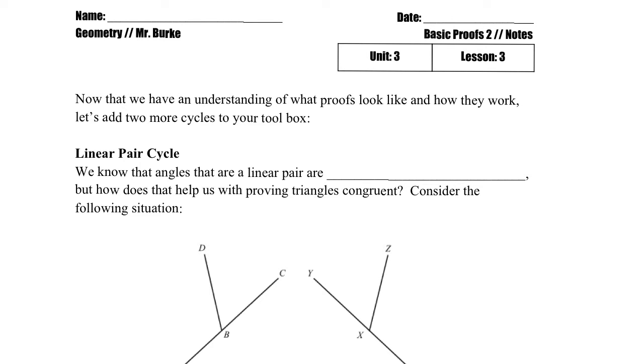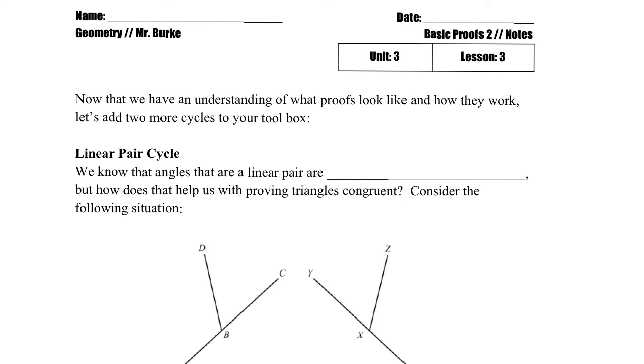Okay, so we have some idea now of what a proof looks like, how they're supposed to be built. We've started filling out our proof toolbox a little bit. So now what I want to do is add two more pieces before we go on to more advanced proofs. One piece that I want to add is how the linear pair cycle works.